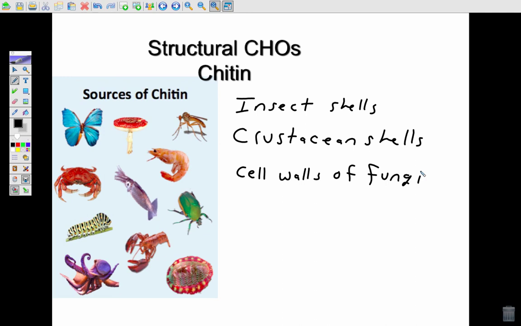Okay, crustacean shells, like the crab and the lobster specifically, have very hard shells because crustacean shells have calcified chitin. Just like our bones are calcified, which makes them very hard, the calcified chitin of the crustacean shells makes them extremely hard.